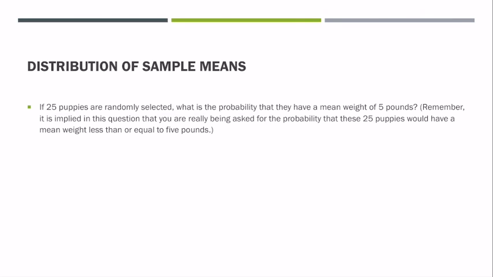So let's say 25 puppies are randomly selected, okay? I'm looking at the graph of the distribution of sample means of 25 puppies, and I'm graphing all of their means. I'm still looking at where the mean equals 8. I'm still looking at the probability that these 25 puppies, if I added all their weights together, would have a mean weight of 5 pounds. Okay?